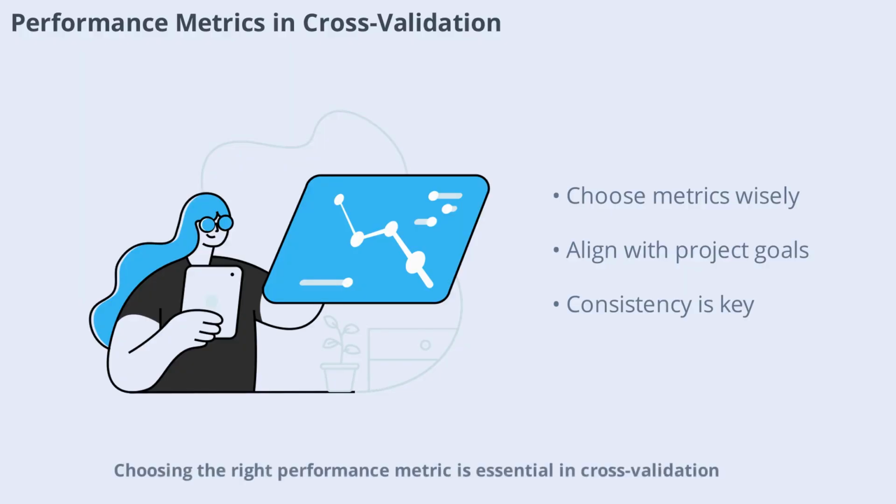Choosing the right performance metric is essential in cross-validation. For regression, metrics like mean squared error and R-squared are popular. For classification, accuracy, precision, recall, and F1 score are widely used. The choice of metric should align with your project goals and the nature of your data. Consistently applying the same metric across folds ensures meaningful comparisons.